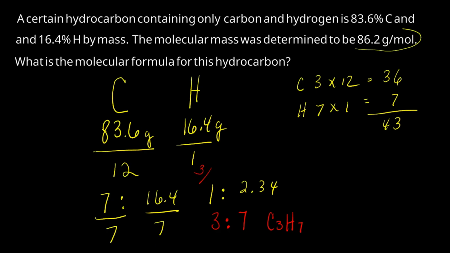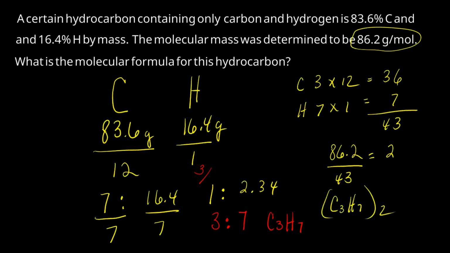The molar mass here is 86.2, so I'm going to say 86.2 divided by 43, and this gives me a multiplier. So this goes 2 times. So I'm going to say the C3H7 times 2. All right, so it gives me C6H14 for my molecular formula.